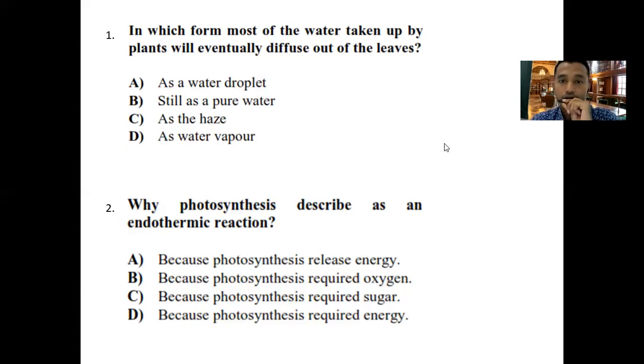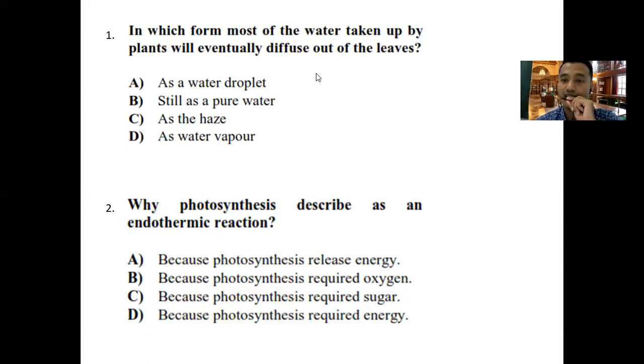The plant gets water from the soil, absorbed by root hair cells, and then it goes into the vessels, and after that it is brought into the leaf. Inside the leaf, some water can be released to the environment as well. So most of the water, after it is taken up, will diffuse out or be released to the environment through the stomata. The best answer is as water vapor. So it is released, right? The water evaporates.